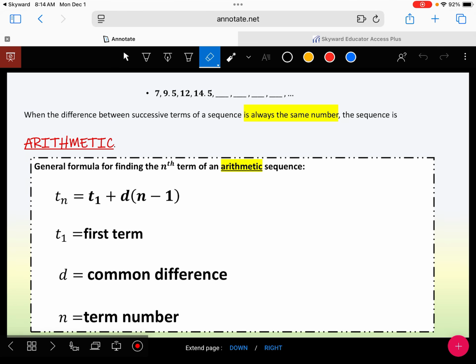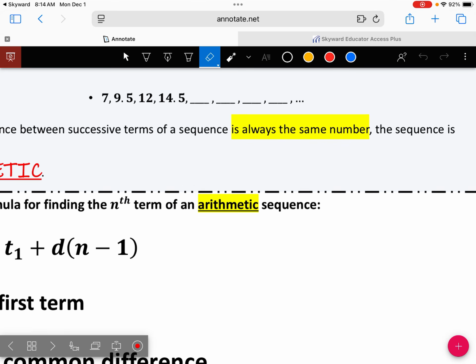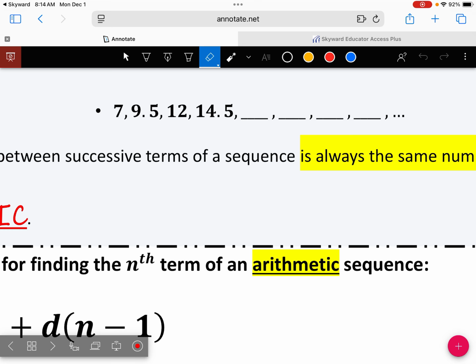Two different types of sequences. The first one is called an arithmetic sequence. So let's look at this at the top. Do you have this at the top or did I take it off? All right, so what do you think the sequence is? What number am I adding to get to the next term?